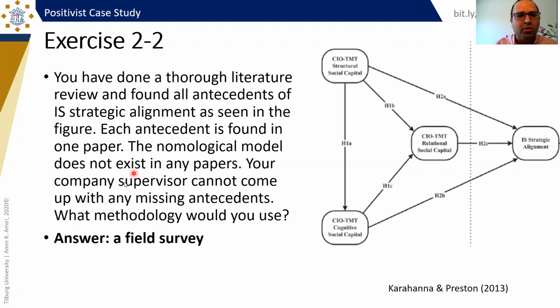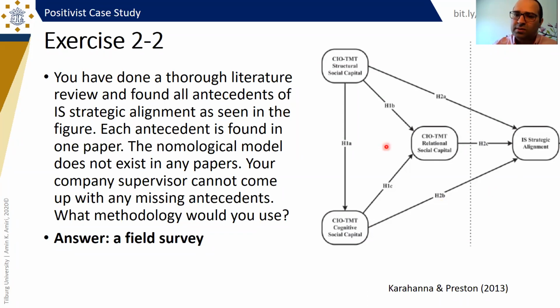Someone asked, what is nomological model? No, it wasn't clear. Can you tell again why it is a field survey? I didn't really understand. Okay, so the thing is that you have all the constructs here. You ask your company supervisor if he can come up with new constructs. If he says he cannot, that means he doesn't know any cases that can help you to find any new constructs.